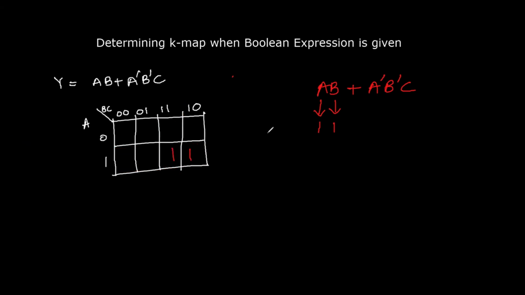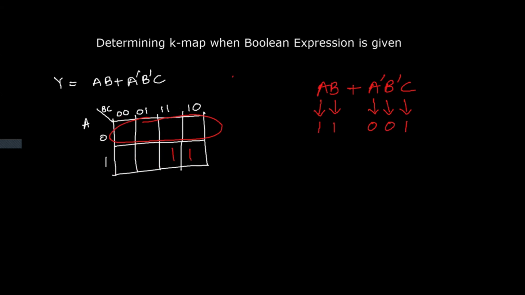1, 1. Next case, we have the complement of A where it's 0, B is 0, and C is 1. Which square is going to have this combination? The complement of A, where A is 0, is this particular row. And the complement of B, where is B 0? This, and you have this. And your C has to be 1.